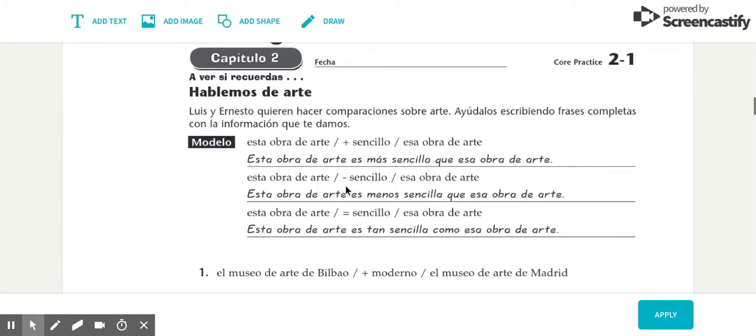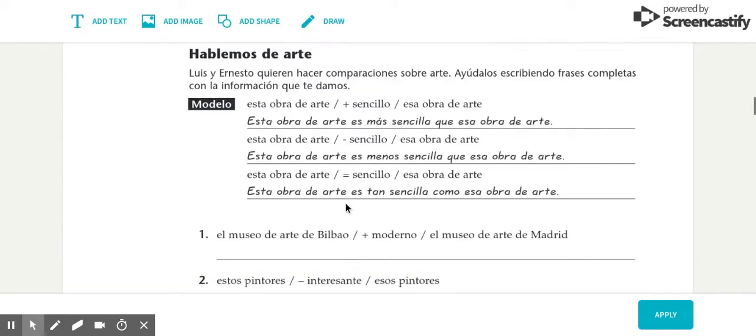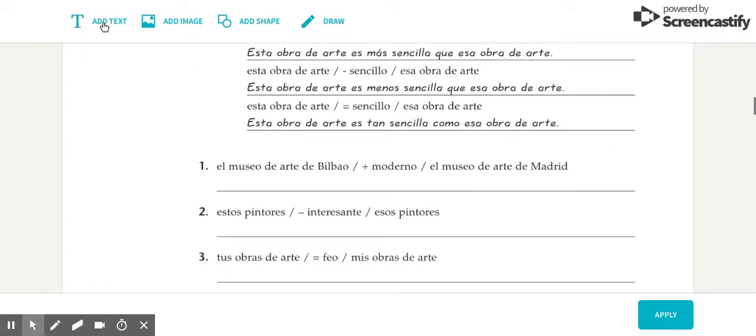And then look at this other example. You have menos, but it's the same sentence otherwise. So esta obra de arte es menos sencilla que esa obra de arte. Now we want to say that it's just as simple. So it's the equal sign. So when you see that, you're going to use tan como instead of más que or menos que. Esta obra de arte es tan sencilla como esa obra de arte. This work of art is as simple as that one, that work of art. So when you do this, it's pretty simple.